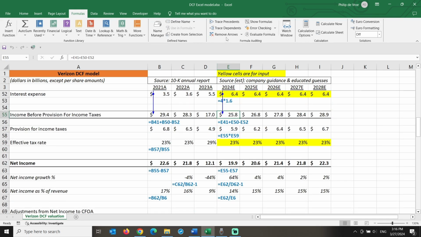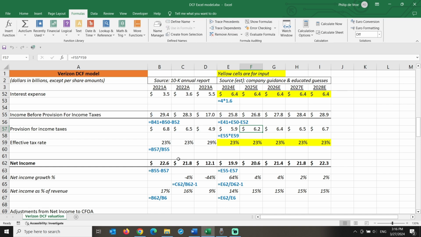Below that line is the provision for income taxes. Once you know those two numbers, you can calculate the key value for any DCF analysis, the effective tax rate: provision for income taxes divided by income before provision for income taxes. Note that this is one of the very few line items where you do not divide by revenue. For the forecasted periods, the provision for income taxes equals pre-tax profit times effective tax rate.